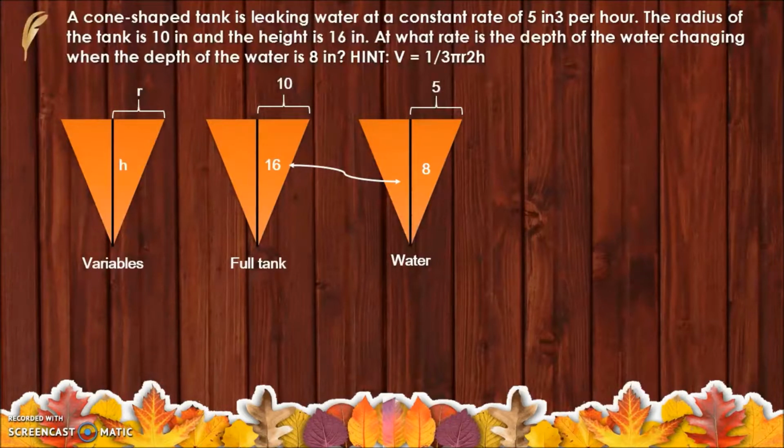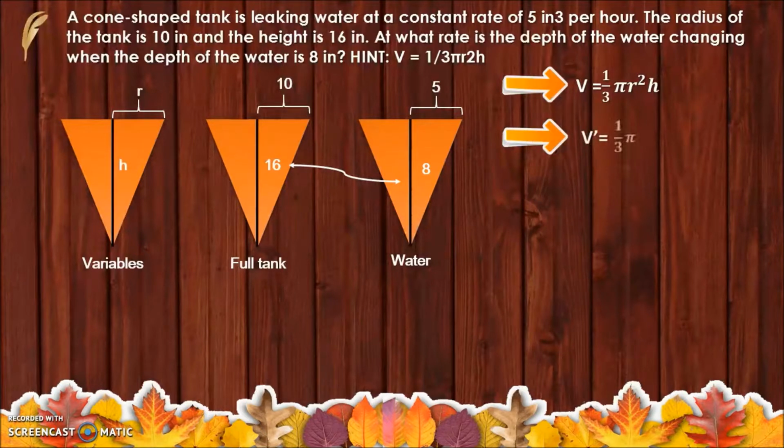Since we're talking about the depth of the water, we know that we're going to be talking about volume. And we also know that the formula for the volume of a cone is V equals 1/3 pi times r squared times h. So we're going to start by taking the derivative of this equation. So V is going to become V prime. Then we're just going to copy that 1/3 pi.